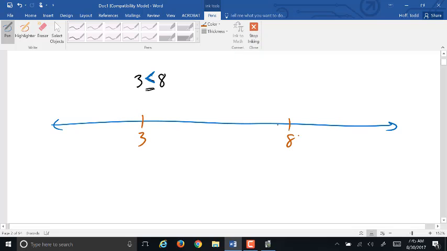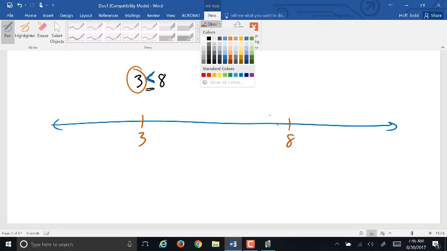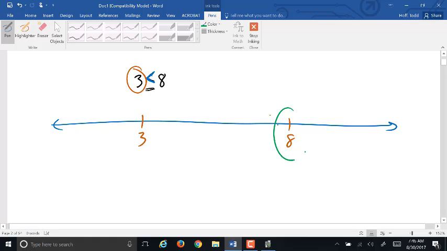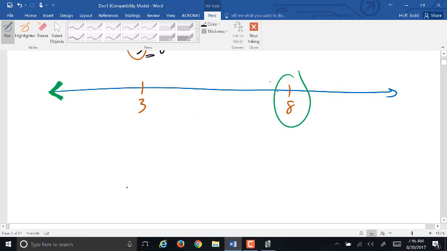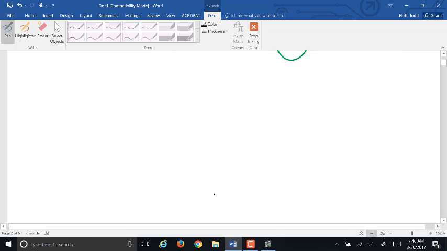This is actually referring to a number line. If you have 3 and 8 on a number line, this is asking what side is the 3 on? Well, here's the 8. The 3 is on that side. That's where that symbol comes from. The arrowhead on that end of the number line. Okay. Enough side notes. Let's get back to the material here.